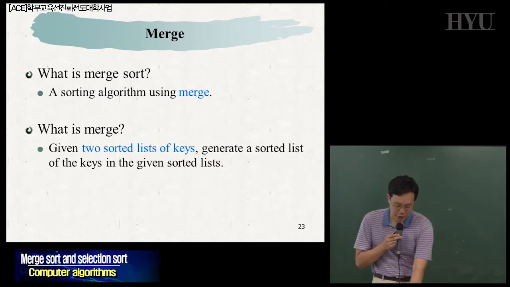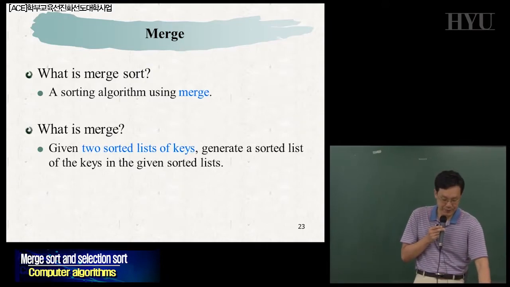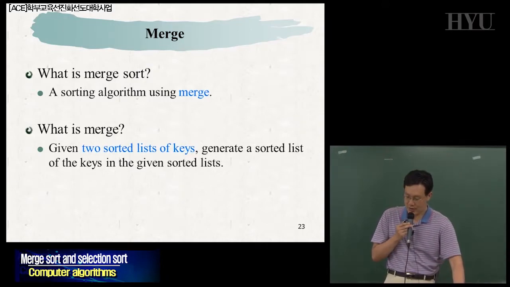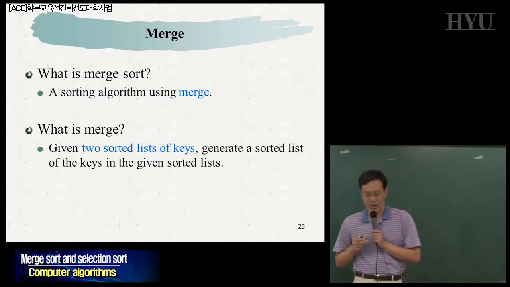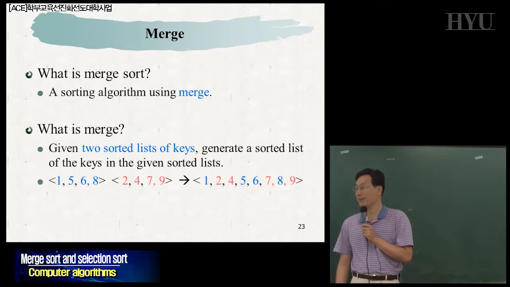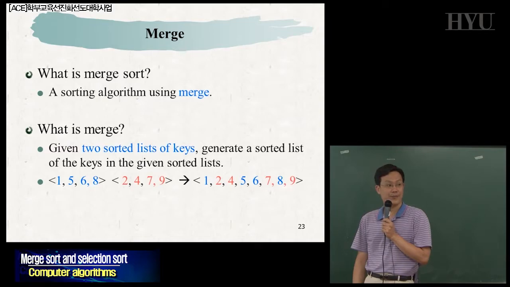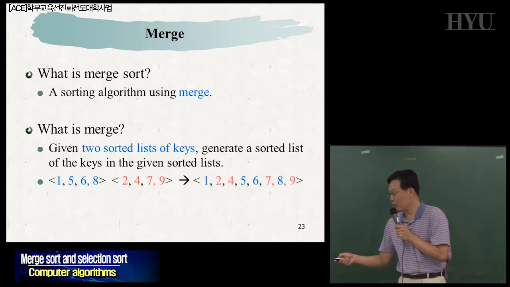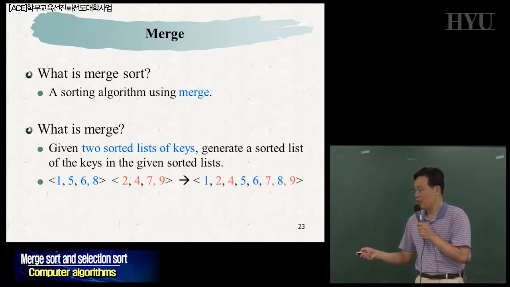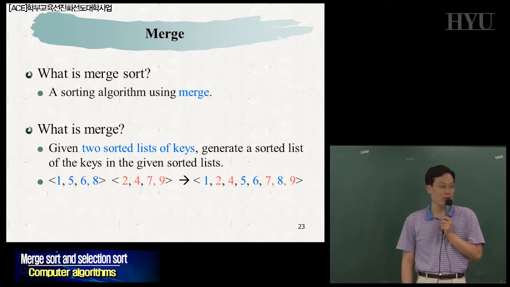Given two sorted lists of keys, merge generates a sorted list of the keys in the given sorted lists. For example, look at this blue list and red list. We are given two sorted lists. And then the result is a single merged sorted list.